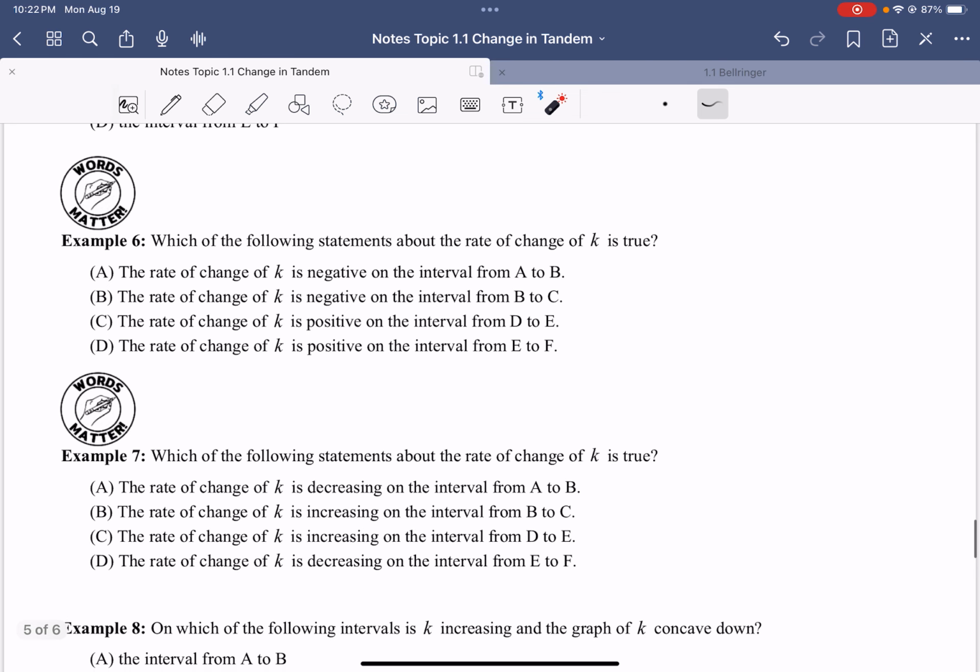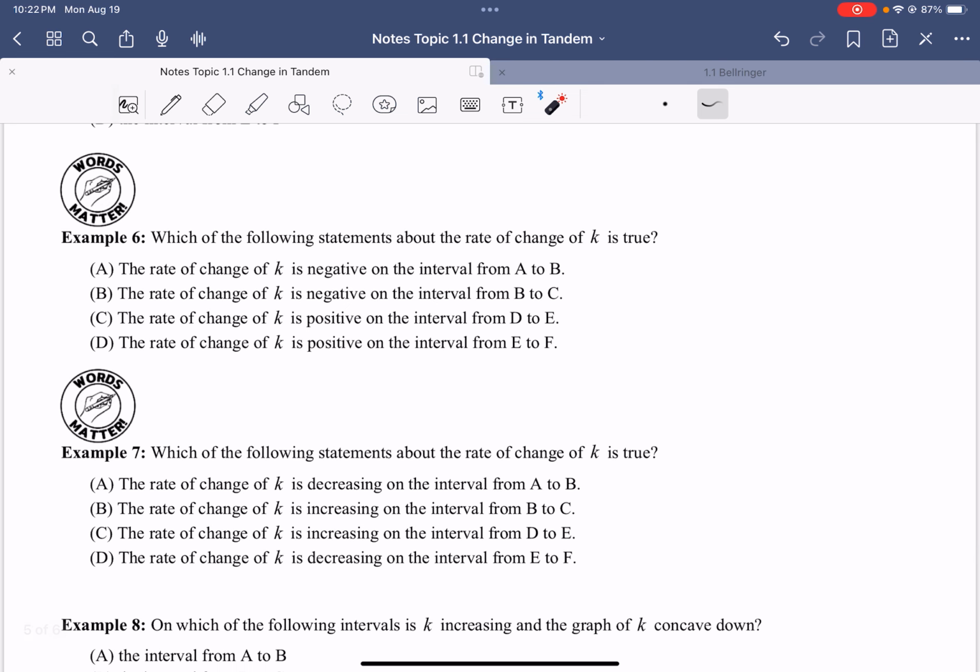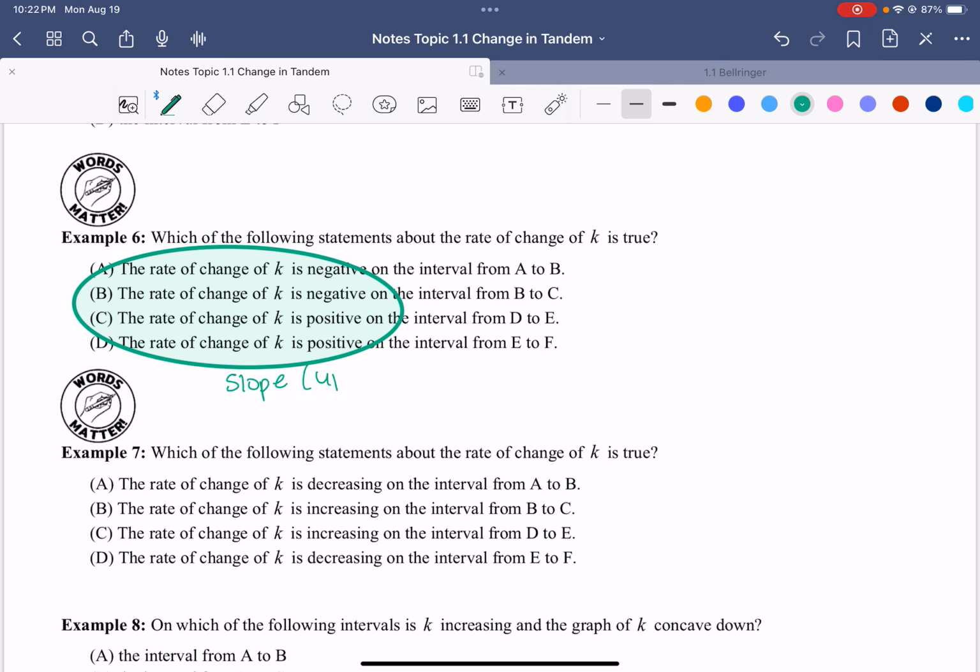For example 6, it says, which of the following statements about the rate of change of k is true? So all of these answer choices say the rate of change is positive or negative. That is referring to your slope. Okay, does that go up or down? If you get confused, think about it as slope, right? If your slope, which is usually the letter M, is a positive number, that means it's going to be going up. If your slope is a negative number, that means it's going to be going down. So that's what we're trying to figure out, okay?